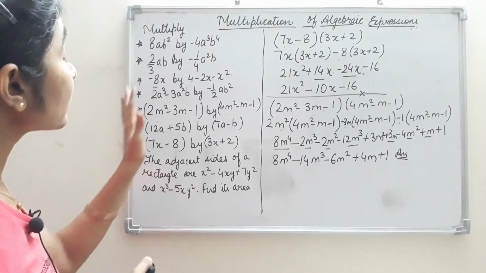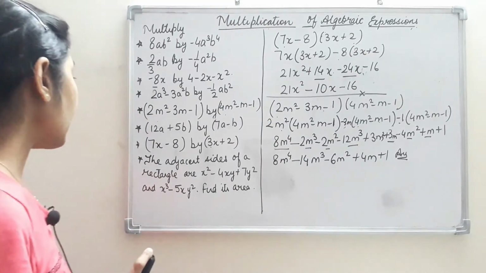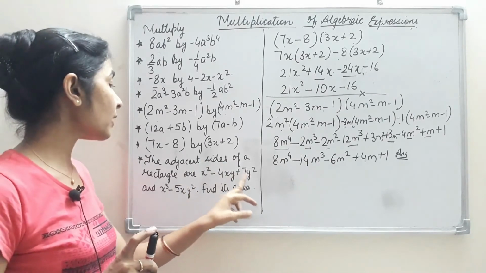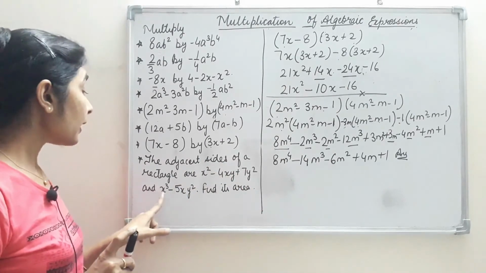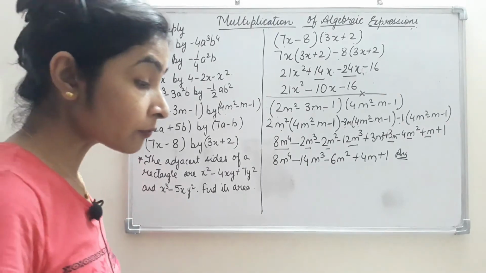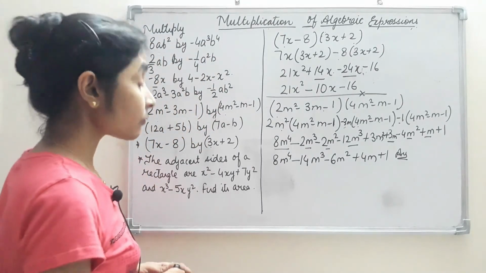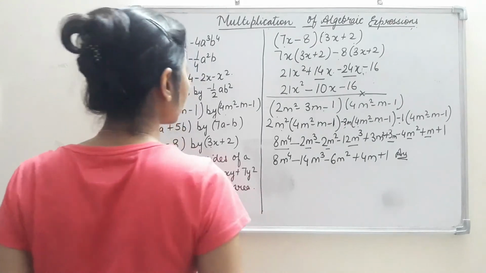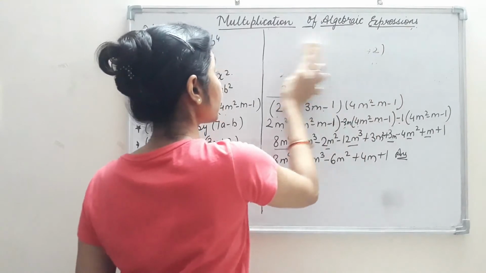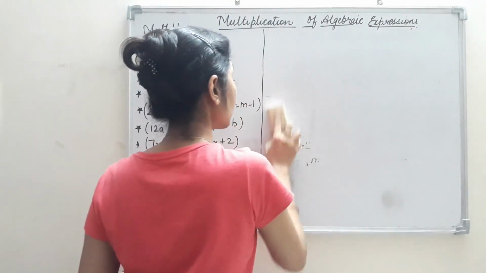Now these are the direct questions that are given to you. Sometimes indirect questions are asked to you, like the adjacent sides of a rectangle are x square minus 4xy plus 7y square and x cube minus 5xy square. Okay, now what we are supposed to do is find out the area of the rectangle. Now first of all we should know the formula for area of rectangle. What is the formula for area of rectangle? Is length into breadth.